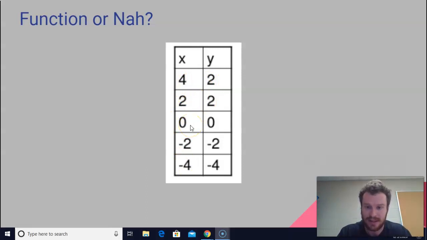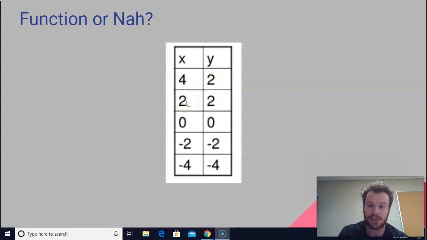So this is a function. So you may say, Mr. Bender, we see 2 twice. That is, 2 is an output value twice. Well, 4 has only one output value. It's 2. The input value 2 has an output value, which is also 2. But 4 and 2, they each just have one output value.